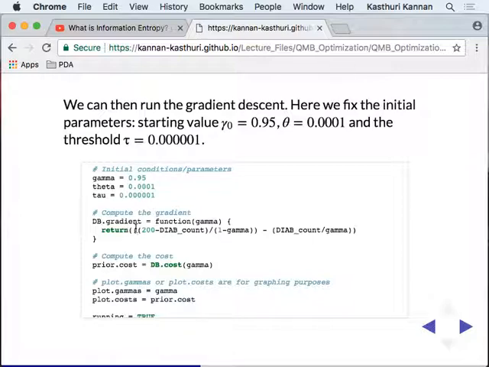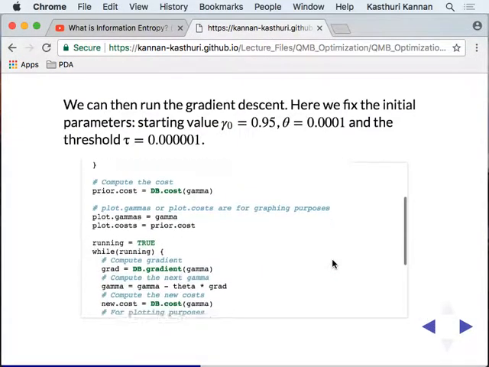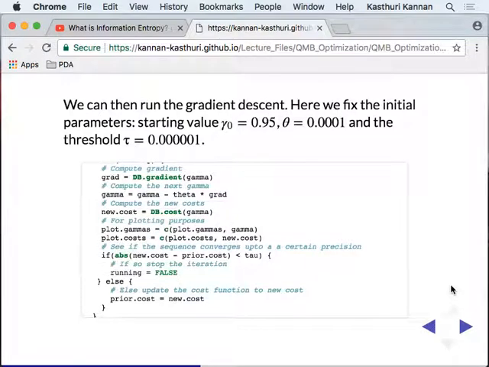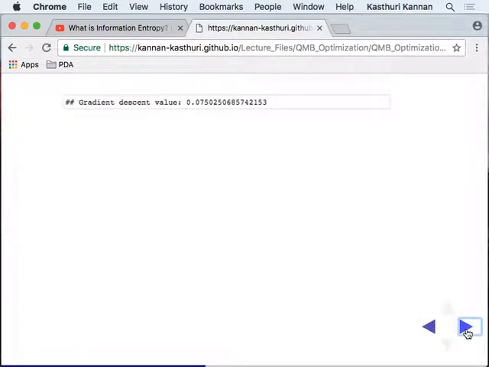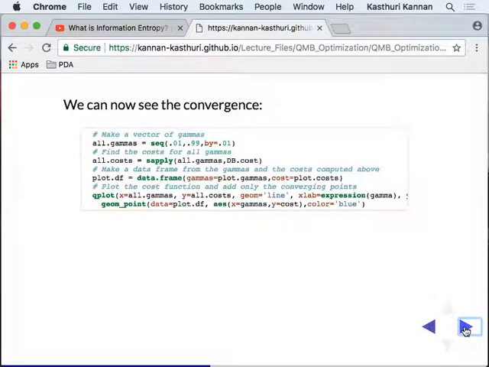This is an analytical way of doing the cost function, because we already know the cost function. I can easily take the derivative of it, right? And so you can run this algorithm and plot it, right? So it's pretty easy. And the gradient descent also gives you the value of 0.075, just as what the grid search gave.